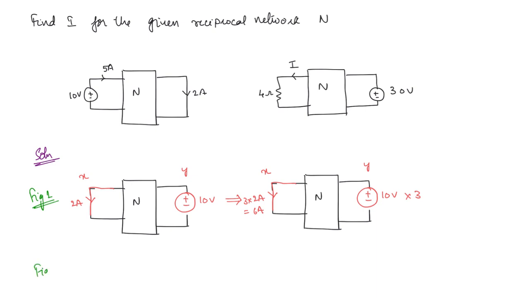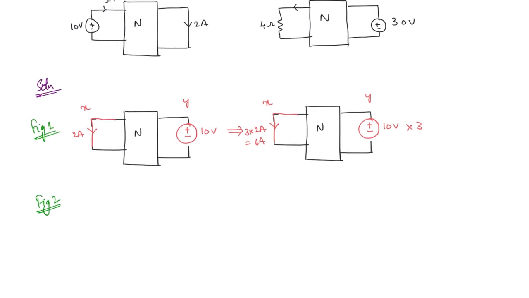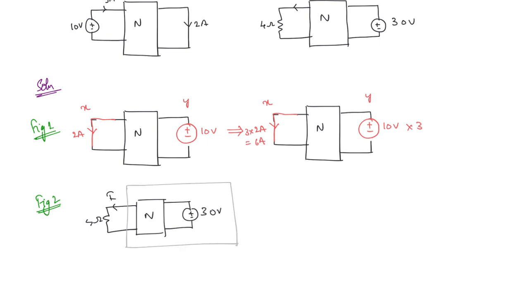Now from the second figure, if you redraw the second figure, then what you are going to get here, we have a network and here there is a 30 volt source and we need to find out the current through the 4 ohm resistor, and this is the network. Now you can see here that if you consider this 4 ohms as a load value, that means if you can find out the Thevenin's or the Norton's equivalent of this entire network, whatever I have encircled, then you can find out simply the current passing through the load resistance.